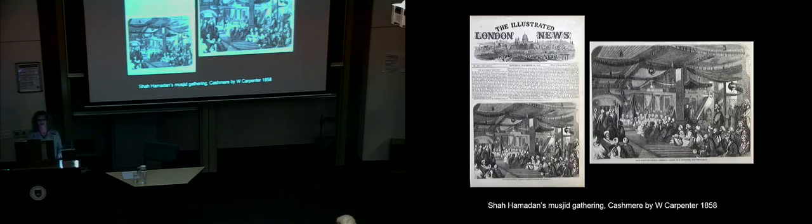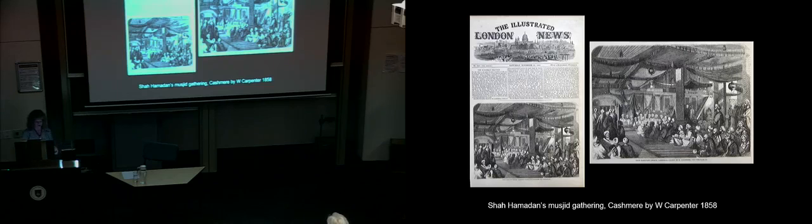And again, the Illustrated London News shows us these exotic places. William Carpenter was one of their correspondents who went and drew various interesting places, and then they came back and made engravings. 1858, Shah Hamadan's Mujid gathering in there.